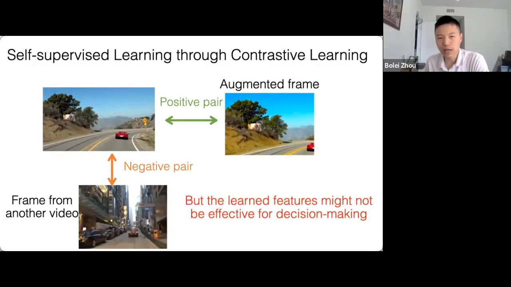But one issue with this kind of design is that the learned feature may not be effective for decision making, right? Because here we are talking about policy pre-training for a downstream decision making task, rather than learning visual representation for visual recognition. If we just do this feature learning naively, then this feature will carry a lot of redundant, useless information such as the skies or the trees, which is not so relevant to the downstream driving task.